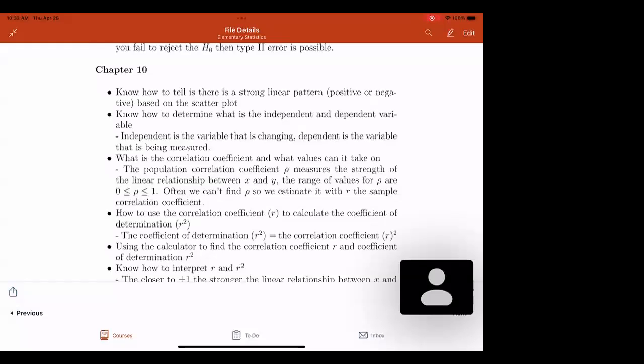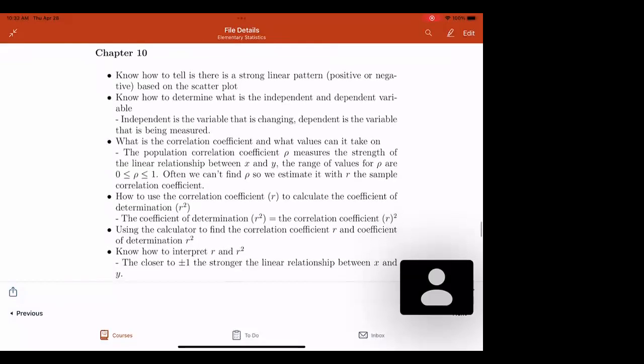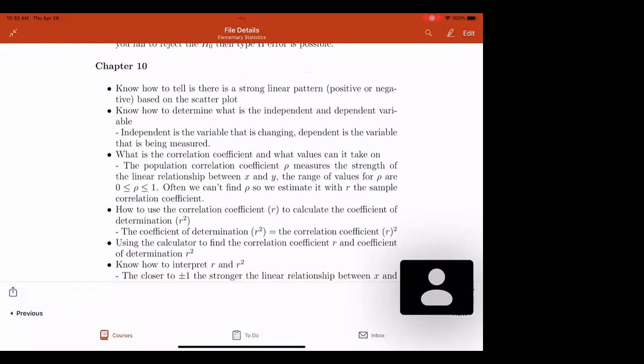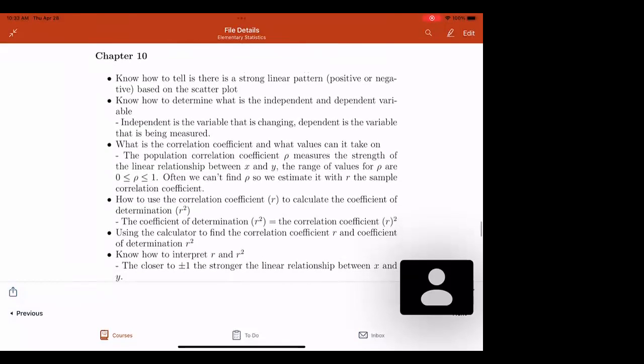All right, so chapter 10 was the final chapter we went over, obviously. It was just looking at graphs to determine whether there was a linear relationship between the two variables or not. And then how do we quantify the strength of that relationship? And also how do we make predictions?